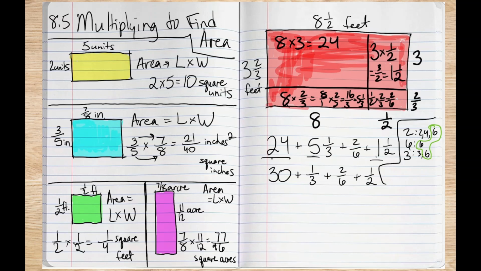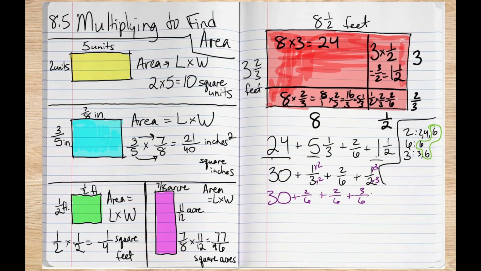To turn my 1/3 into sixths, I'm going to multiply it by 2 over 2. So now I have 30 I'll bring down. My 1/3 I'm going to rewrite as 2/6. My 2/6 is already sixths. My 1/2, if I want to turn that into sixths, I have to multiply it by 3 over 3. So that gives me 3/6.